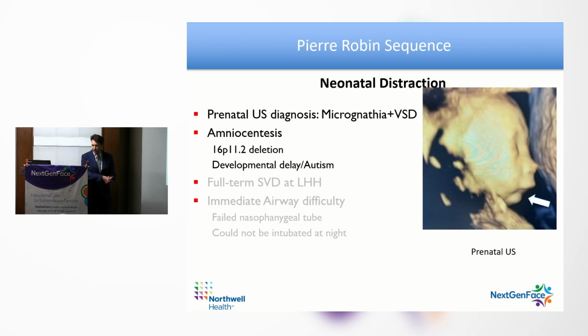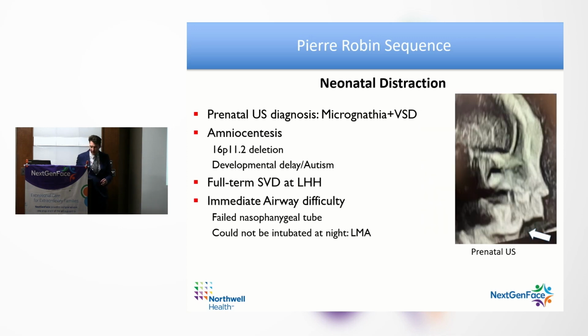So we had a patient here, a next gen face patient at Lenox Hill, who was diagnosed prenatally with micrognathia, also had a genetic abnormality, which was picked up by amniocentesis, and was delivered full term by spontaneous vaginal delivery here at Lenox Hill Hospital, but had immediate airway difficulties, which was more of a surprise to us. Failed nasopharyngeal tube and could not be intubated. We had to use an LMA and then make a plan for the next morning.